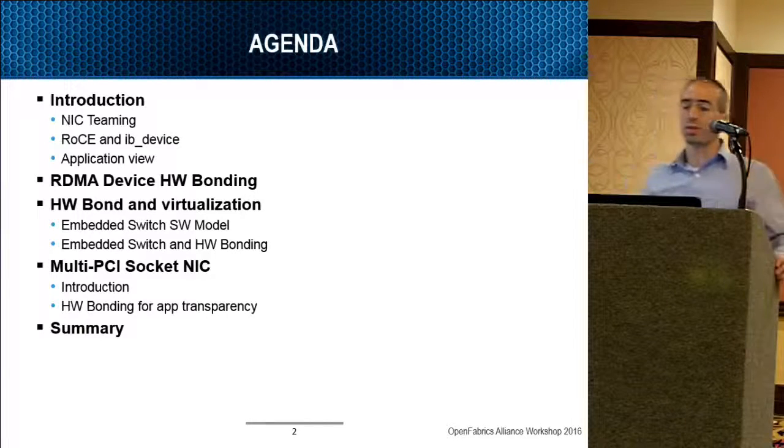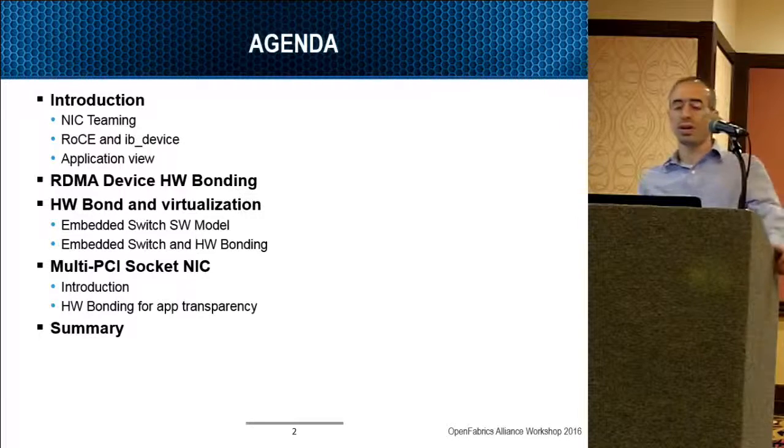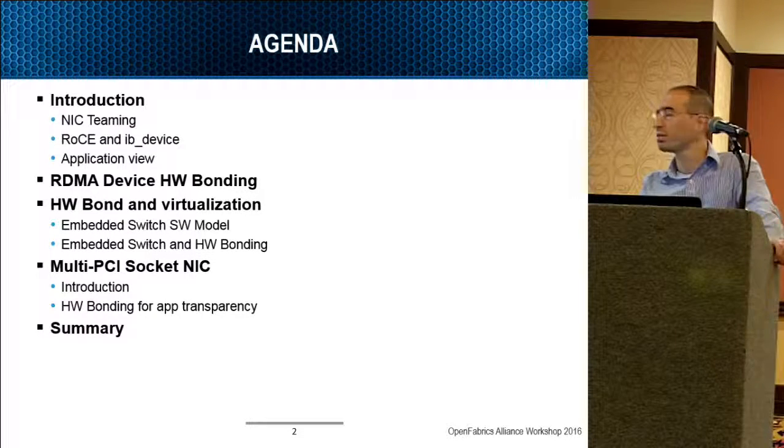Okay, so the agenda would be first I'll start with a quick introduction. I'll discuss what is NIC teaming, how basically it relates to the Rocky and the IB device, and how IB device and NIC teaming are related. And within the introduction, I also show how this is reflected to the application from the application point of view.